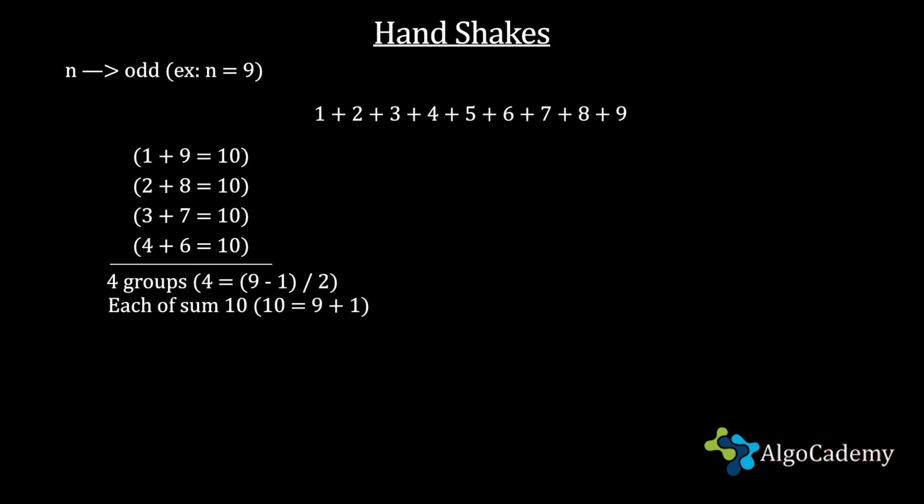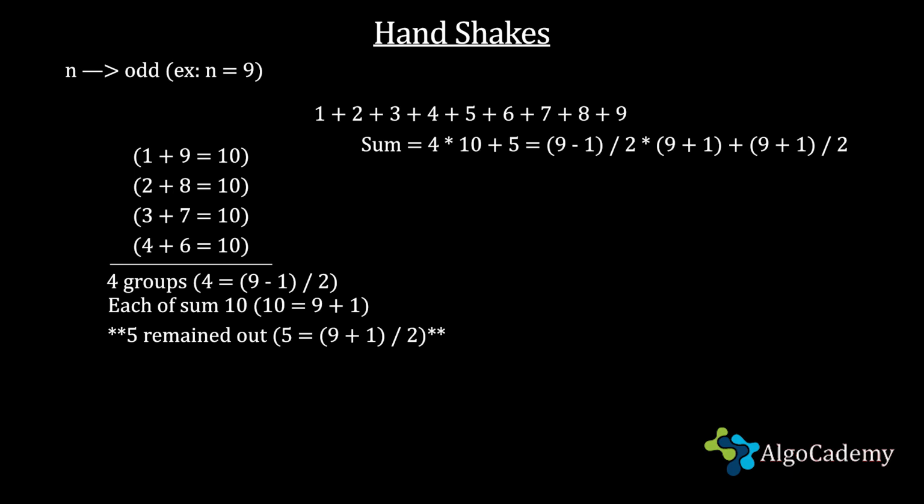The difference in this case is that now we are left out with a number which doesn't have a pair, and this number is 5, which is, by the way, (9 plus 1) divided by 2. The total sum is the number of pairs, (n minus 1) divided by 2, times the sum of each pair, n plus 1, plus the extra number, (n plus 1) divided by 2.